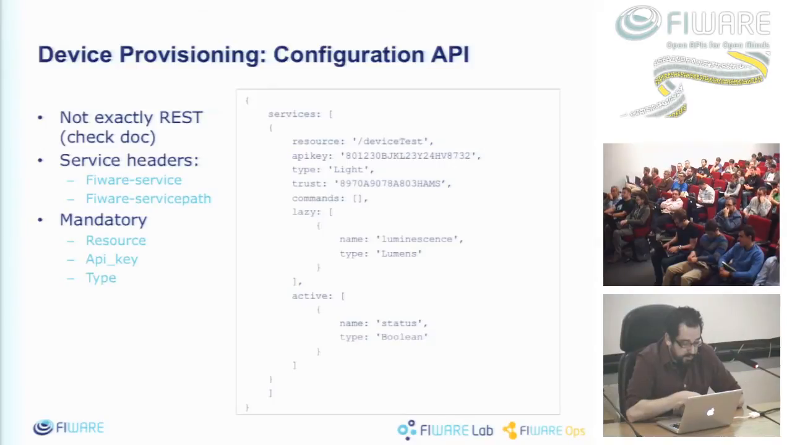The mandatory resources in the configuration API are the resource and resource API key and type, and the device ID will be retrieved from the request made by the device itself. The configuration API is not exactly REST, and I suggest you check the documentation about this, because the configuration API gives you the ability to create multiple configurations in just one request. This behavior is very similar to the one of the context elements in the context broker.